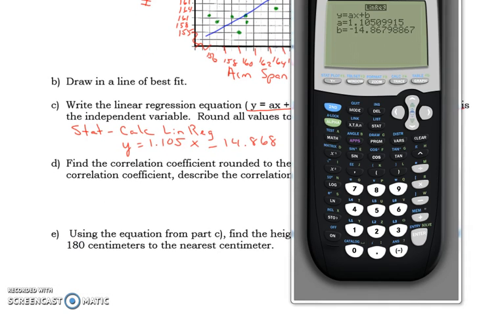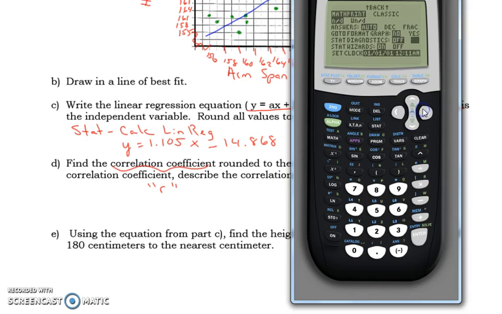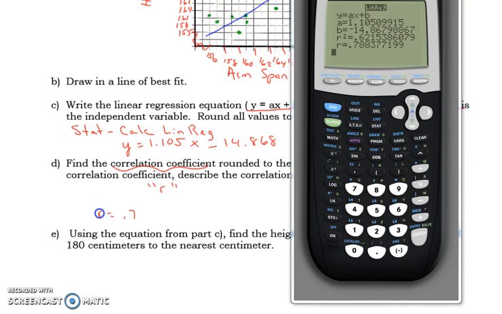Now, part D says find the correlation coefficient rounded to the nearest thousandth. Remember, the correlation coefficient is the R value. And right now, my R is not appearing on the graphing calculator. That's because I didn't turn my diagnostics on. So I'm going to hit the mode button, scroll down to where I see stat diagnostics, and turn the diagnostics on. Now, when I run the regression equation again, I'm going to see my R value, and it wanted the R value rounded to the nearest thousandth, so that's going to be R equals 0.788.